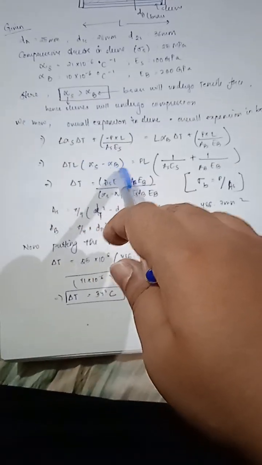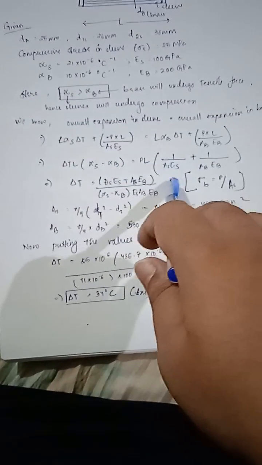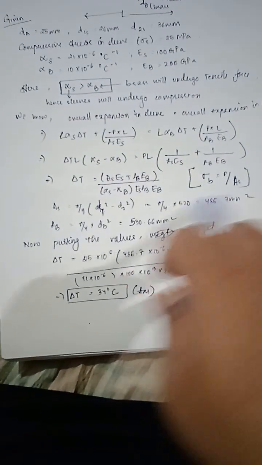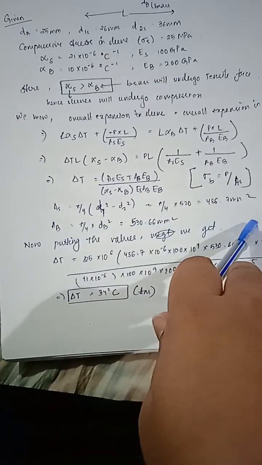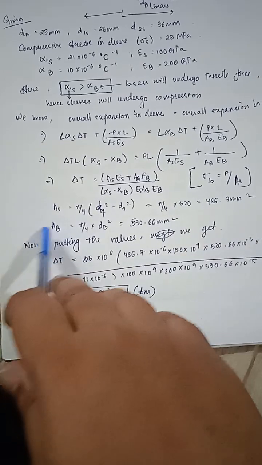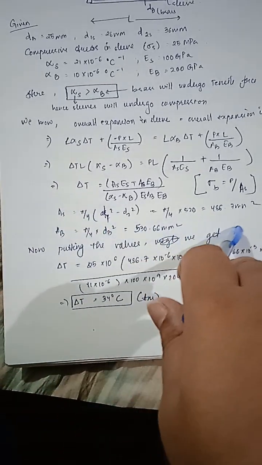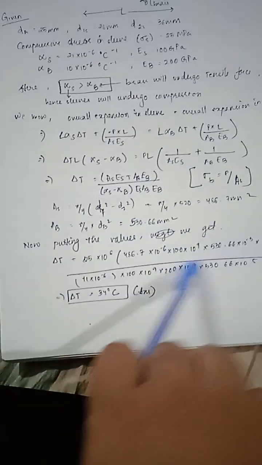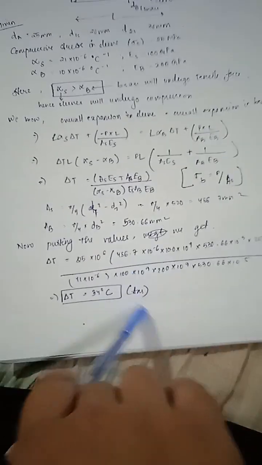So delta T L (alpha S minus alpha B) is equal to PL into (1 by ACS plus 1 by ABEB), and on solving we get AS is equal to 486.7 mm square and AB is equal to 530.66 mm square. Now putting the values we get delta T is equal to 34 degrees Celsius.